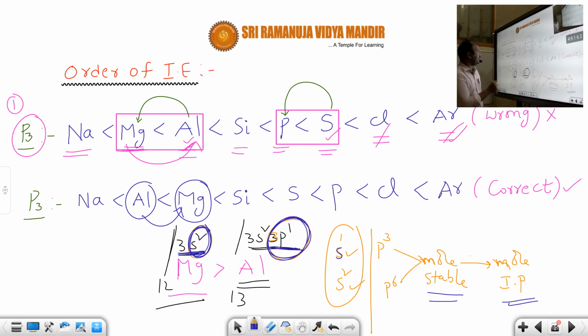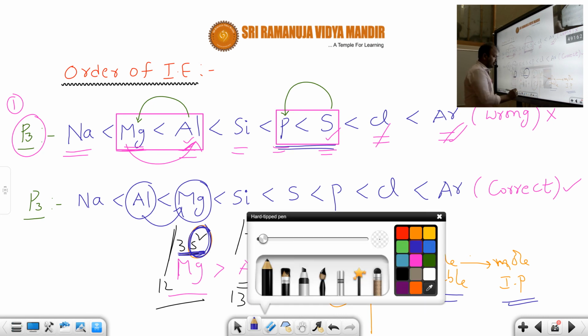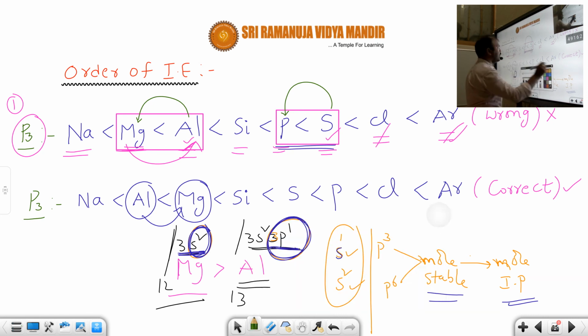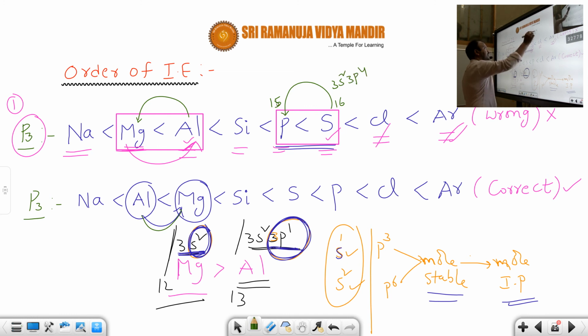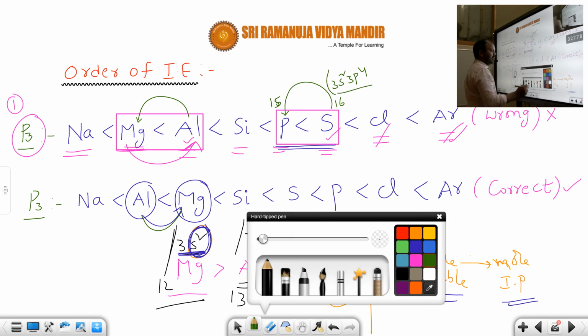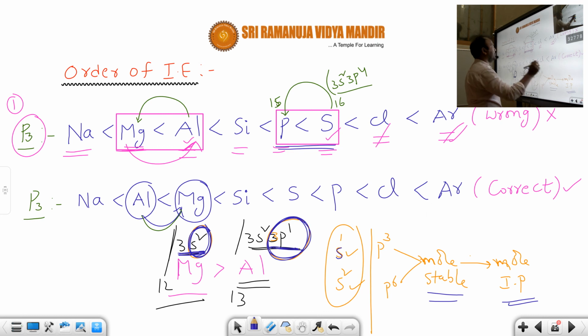We can observe the same trend in phosphorus and sulfur. Phosphorus atomic number, how much? Phosphorus atomic number 15. Sulfur atomic number 16. So in phosphorus, what is the electronic configuration? In its valence shell, 3s2, 3p3. In the case of sulfur, the electronic configuration is 3s2, 3p4.